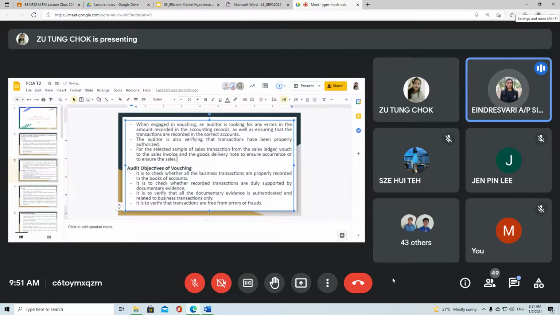So if you see in my sentence, the first is accounting records. Sales ledger is accounting records, and then we are referring to source documents, which are sales invoice and goods delivery note. This is how you are supposed to write a procedure. You can write related to purchases, related to cash and bank, anything up to you. Fine. Okay, let's move on to tracing.